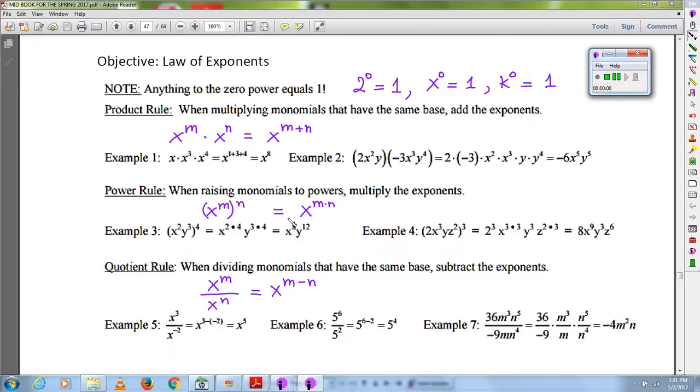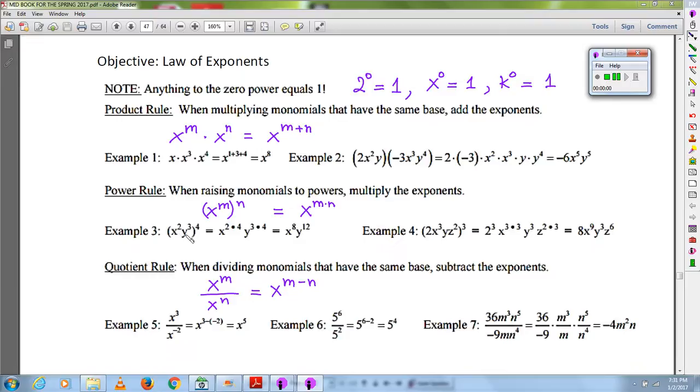Okay, let's move on to the power rule. When you are raising a monomial to a power, in this case x to the power m, all of that to the power n, you multiply the exponents. So the m and the n are our two exponents. You multiply, so m times n. So let's look at example 3.